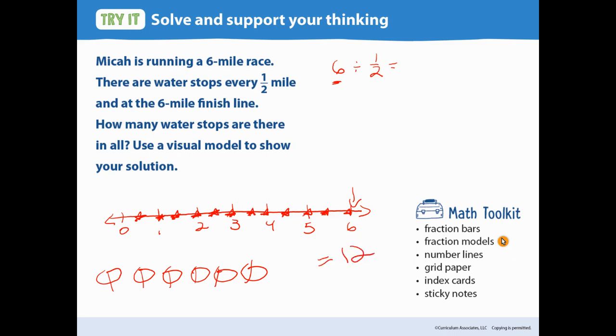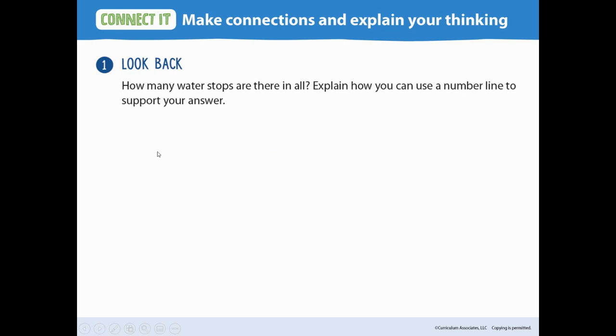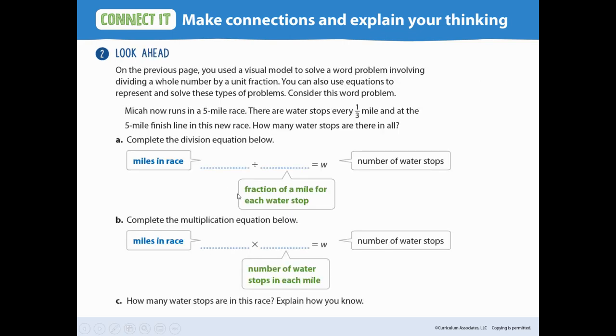Now, they asked for a visual model. That's why we did that. But if you just want to do the old school version, 6, take the reciprocal there. I'm going to get 12 over 1 or 12. All right, so let's go ahead and finish. How many stops are there in all? I'll explain how you can use a number line. I've already done that. If you need to go back and watch that again, please do.